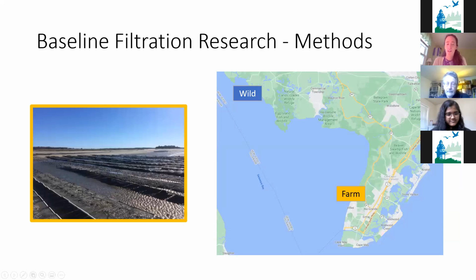So to achieve this baseline understanding, we conduct filtration rate experiments in the field. Our field sites are shown in this map to the right, at the southern end of the Delaware Bay. We conduct experiments at one oyster reef, seen here towards the north in the wild box, that's the location of the wild reef, and one oyster farm seen here to the south in the farm orange box. It's also depicted in the picture to the left, which is an intertidal rack and bag oyster aquaculture system. The wild reef is subtidal, so I unfortunately don't have a photo of that to show you guys.